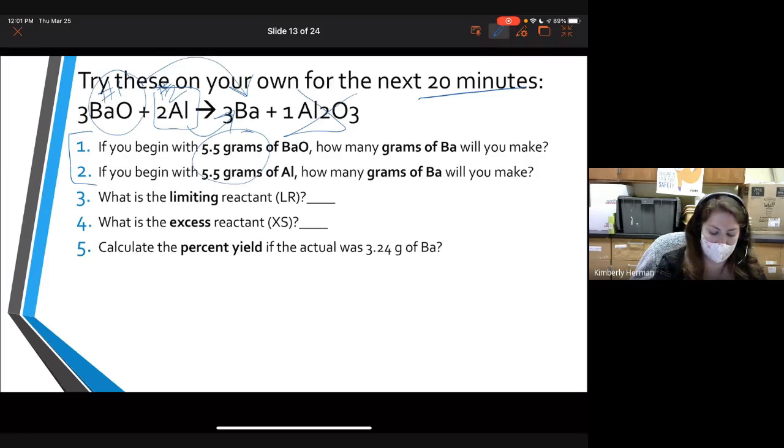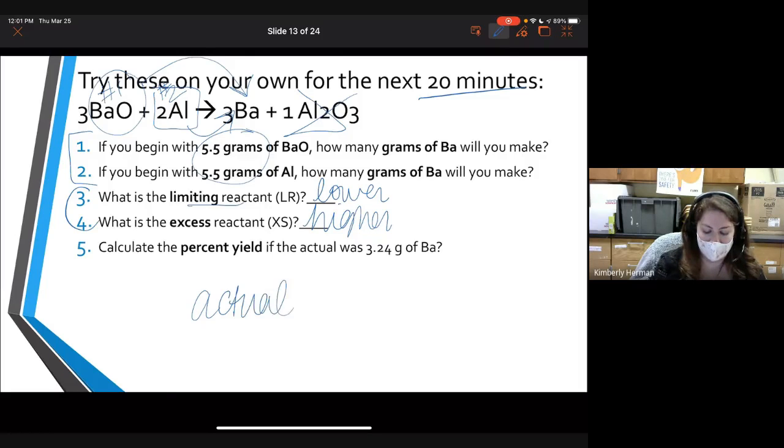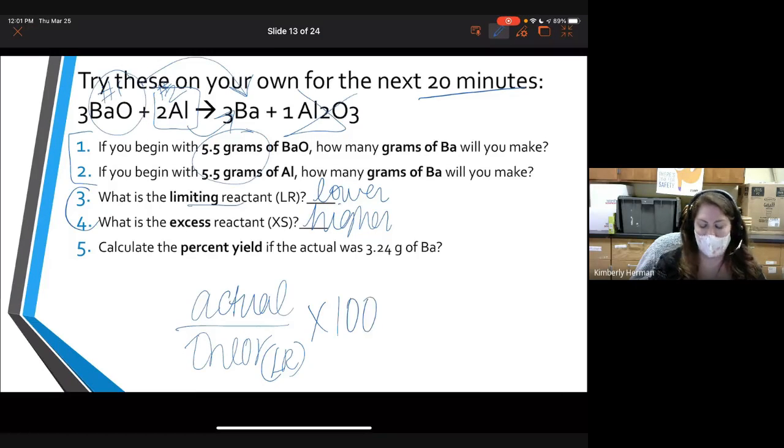Then, once we solve 1 and 2, we'll be able to do 3 and 4, deciding which one was limiting, aka our lower one, and then which one was excess, aka our higher one. And then we'll finish up number 5 by calculating our percent yield, which means we're going to take our actual, divide it by our theoretical, make sure that you use your limiting theoretical, and then times by 100. So let's get started for this.